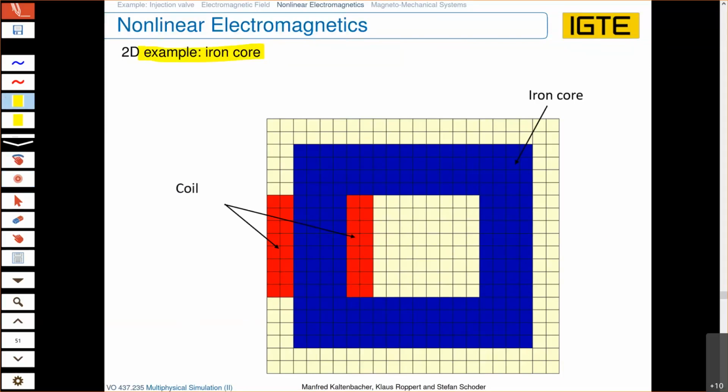Okay, so we do the computation on a cross section, which means when we cut through, we will have here a part of the coil, and we will have here a part of the coil. Let's say here, for example, the current goes in, and here the current is going out. You could also set up a three-dimensional example, but I want to illustrate how important actually it is to include the correct material nonlinearity in an electromagnetic computation.